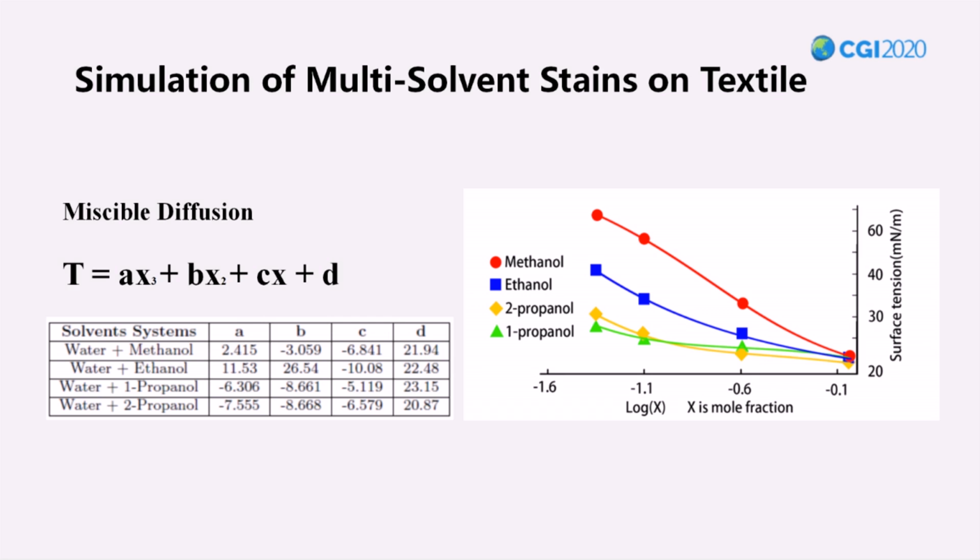It can be seen from the figure on the right that the surface tension formed by the mixing of different solvents will change in different ways. According to the above research, the calculation of the surface tension change between two miscible solvents can be simplified to a linear calculation that changes with the concentration of the mixed solvent.